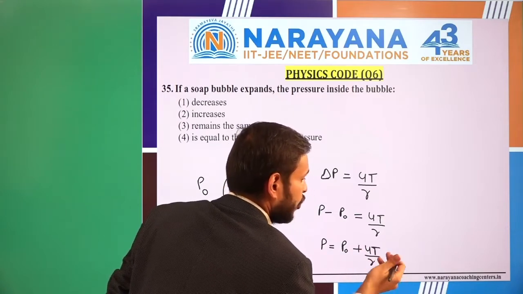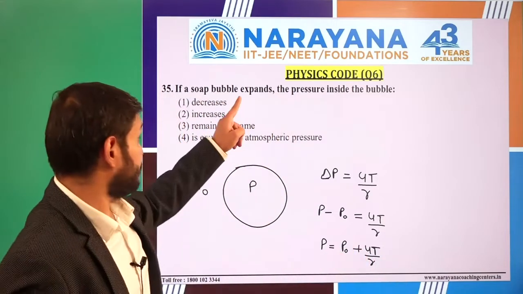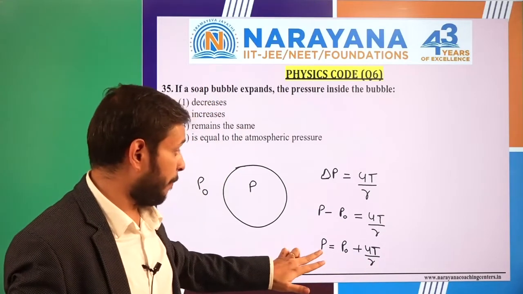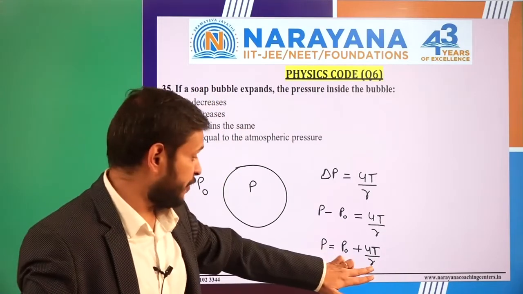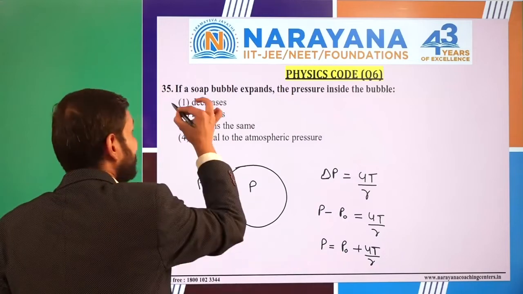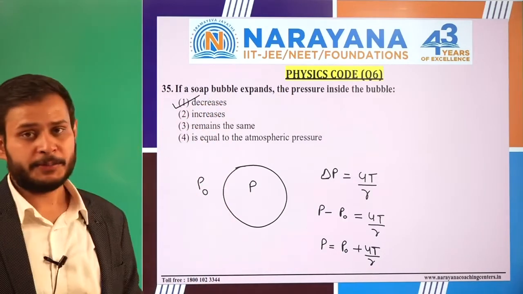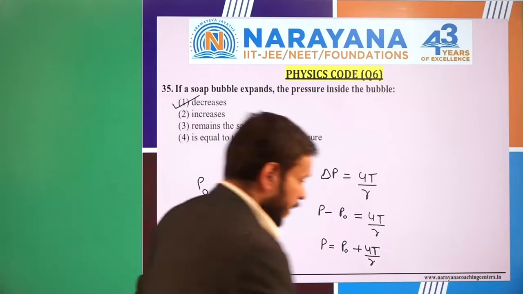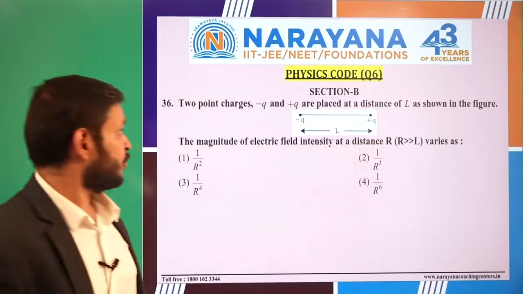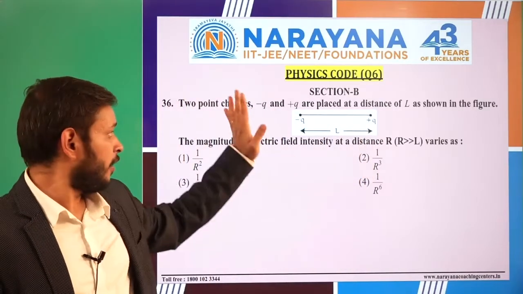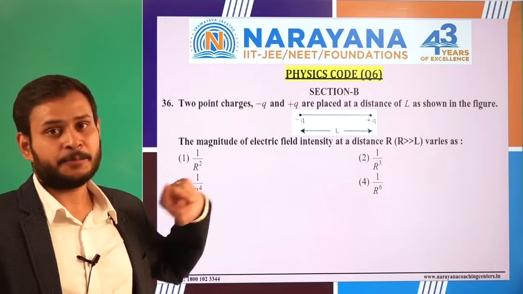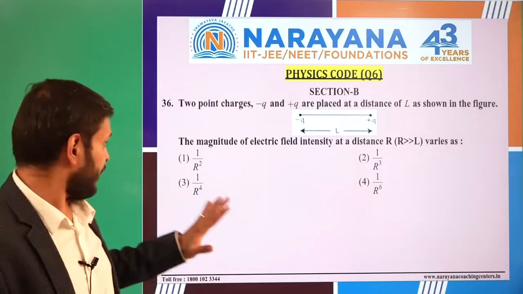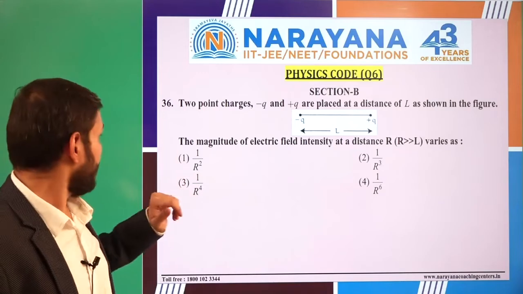Now surface tension will not change, P naught will not change, and if the bubble expands, R will increase and the pressure P part will decrease, since it is an inverse relation. So over here, decreases will be the answer. Pressure will decrease inside the bubble if the bubble expands. Next question, as you can see, we are in section B, where there are 15 questions and we have to attempt only 10. So over here, let's discuss this one by one.